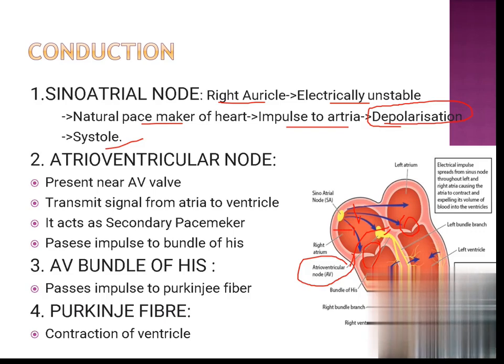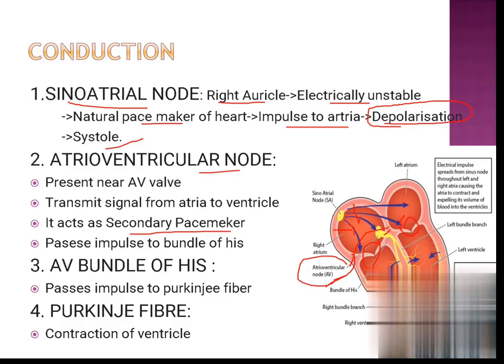Then the AV nodes are also known as the secondary pacemaker. The primary pacemaker is the sinoatrial node, because this particular node is generating the signal. The secondary pacemaker is the atrioventricular node. Why? Because it is transferring the signal.